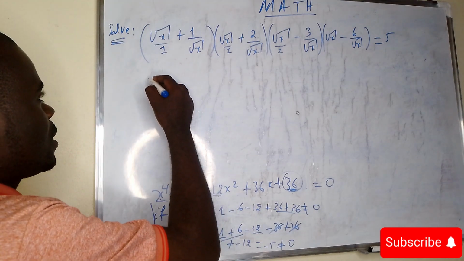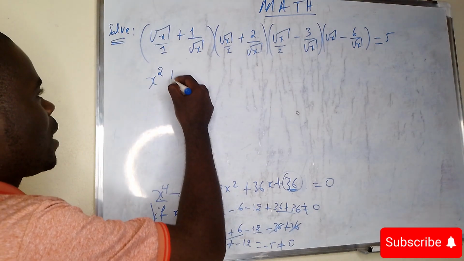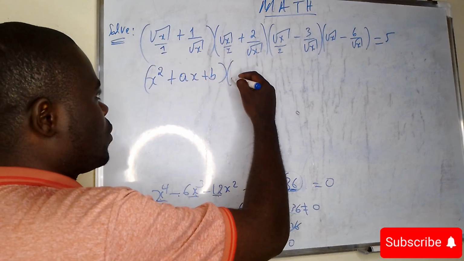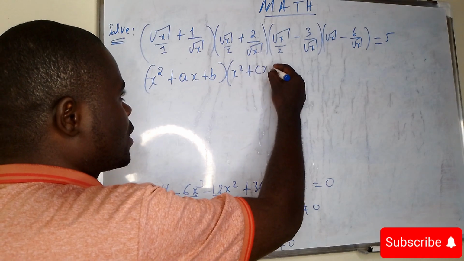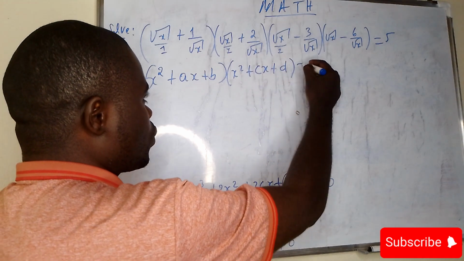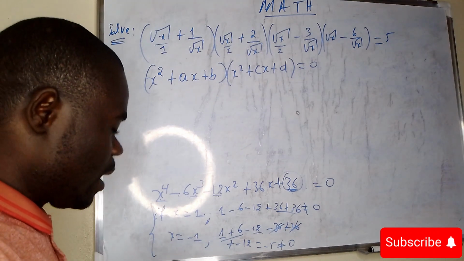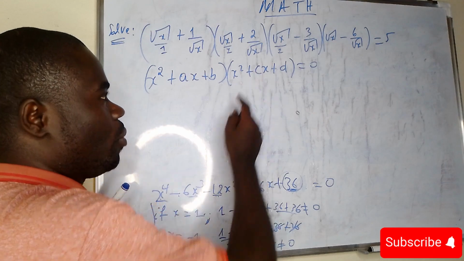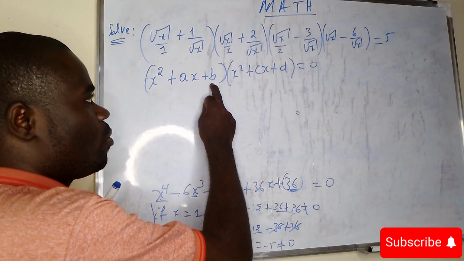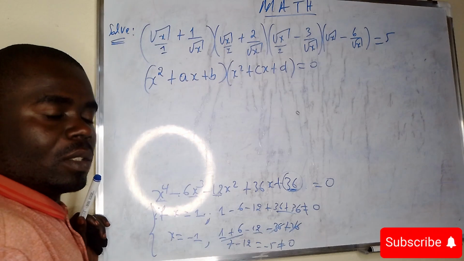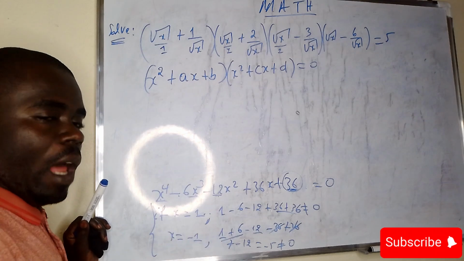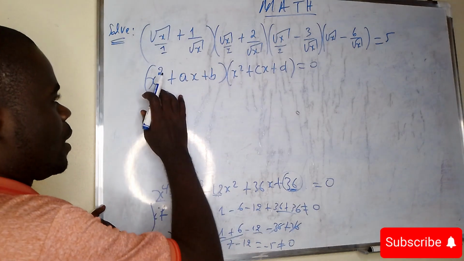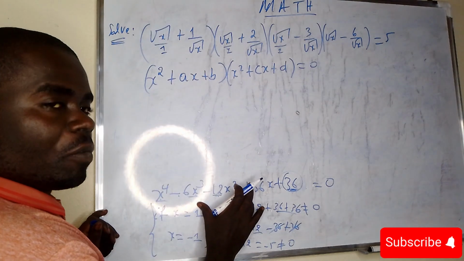So we can say that this is x squared plus ax plus b, then times x squared plus cx plus d, which is equal to 0. We're going to find the expression which can bring this kind of form. We're going to find the value of a, the value of b, the value of c, the value of d. We have seen that those roots are not working. Then we expand this and compare with what we have here.